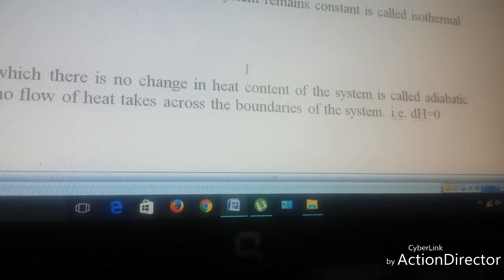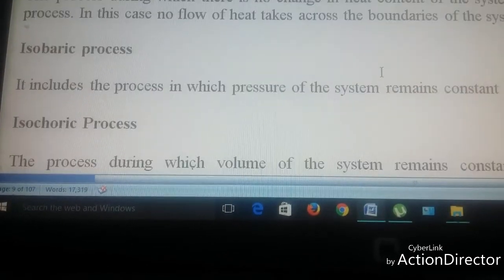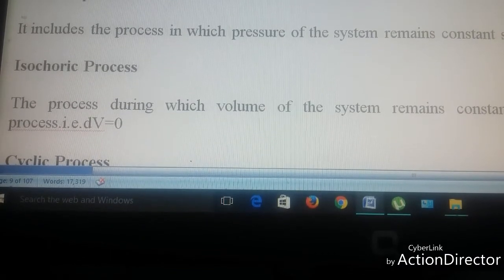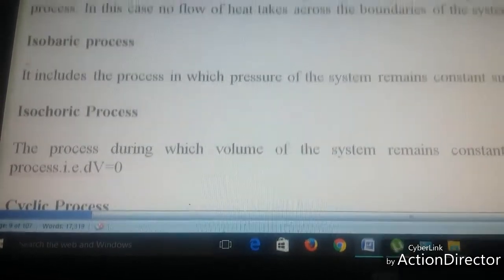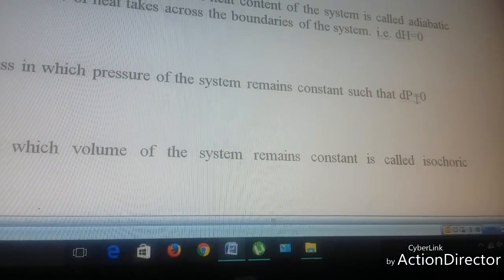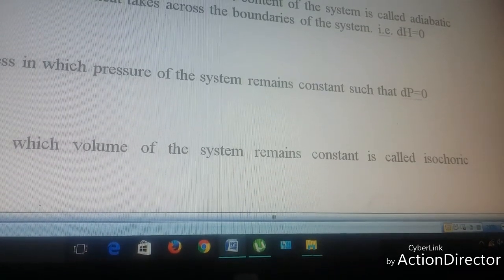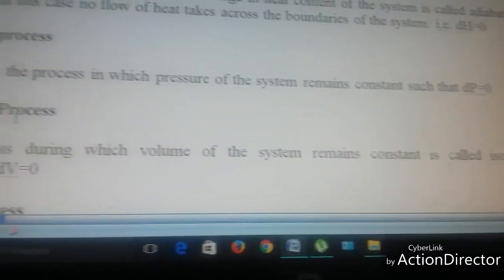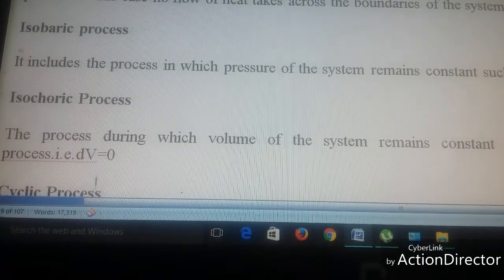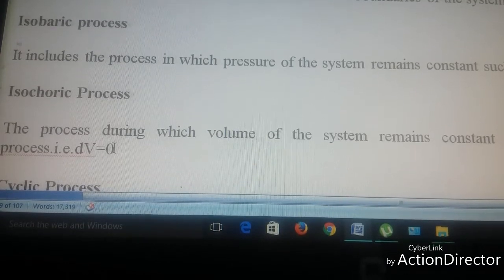Next is the isobaric process. Again, iso means same. So an isobaric process is one in which the pressure of the system remains constant. If pressure is constant, we denote the change in pressure by dP, and I am taking it as 0. Next is the isochoric process. Again, iso means same, so the process during which the volume of the system remains the same is known as an isochoric process. So dV will be taken as 0, there is no change.